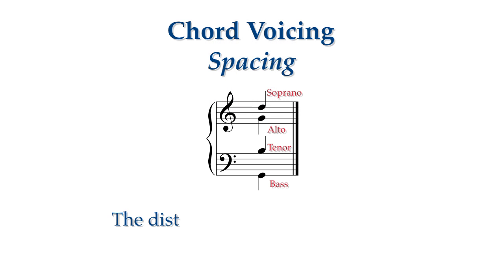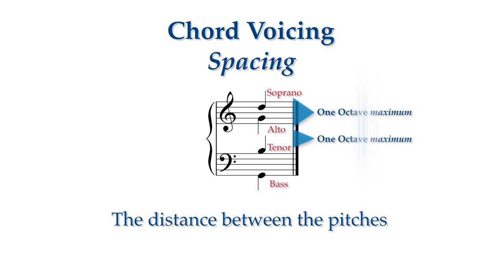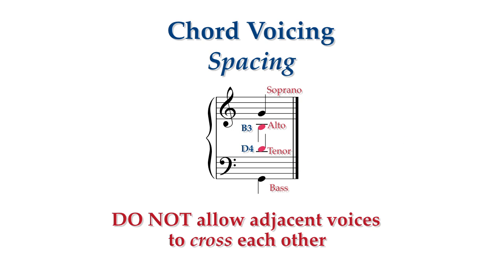Spacing is the absolute distance between the pitches. Due to the way our auditory system functions, we tend to keep lower pitches further apart and allow higher pitches to be closer together. The interval between adjacent voices may not exceed an octave, except for between the bass and tenor, which may extend to any interval. One voice may not sing above or below its adjacent voice. When this occurs, it is a voicing error called voice crossing or crossed voices.